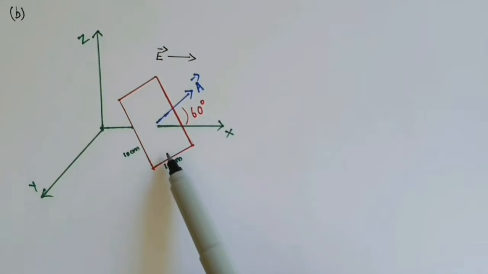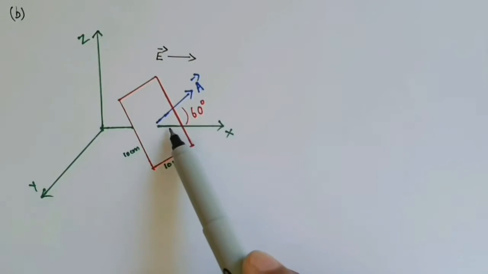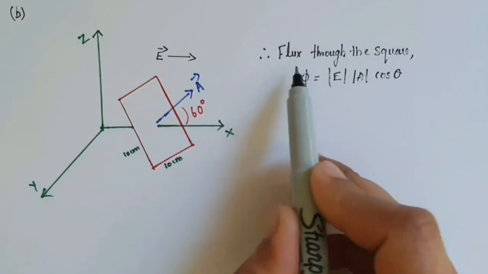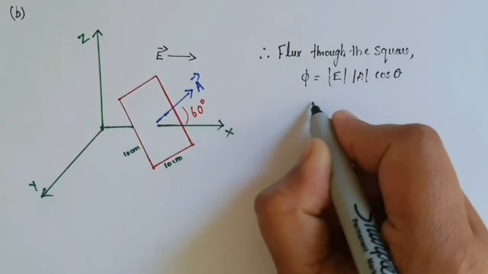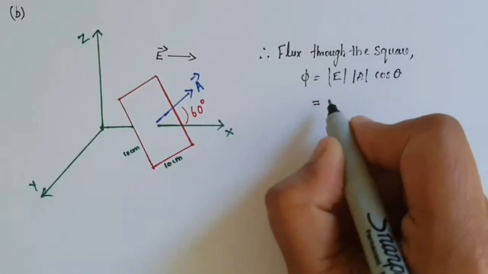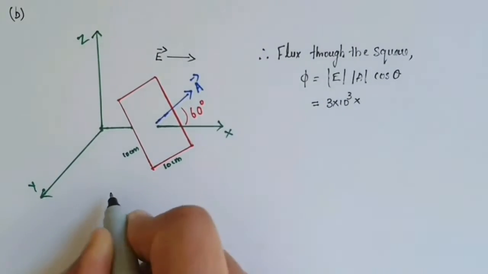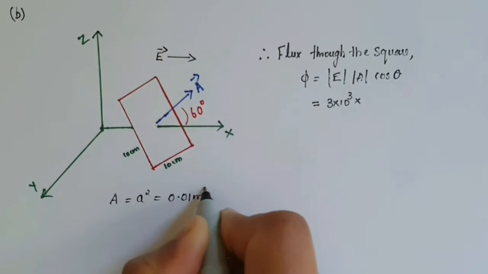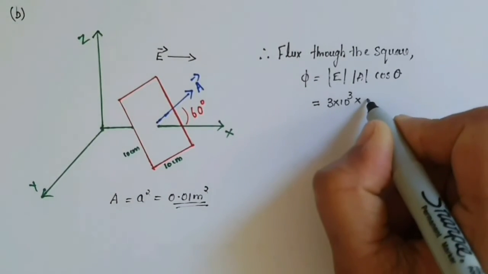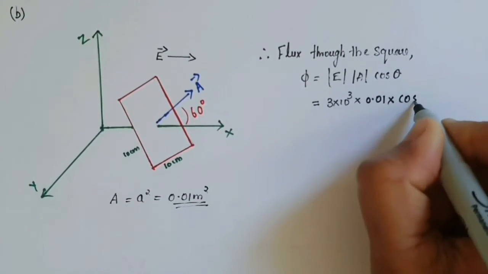Here the plane is inclined so that the area vector, which is normal to the surface, is making an angle 60 degree with the x-axis. Therefore, flux through the square phi is equal to EA cos theta. Now substitute the values. E is 3 into 10 raised to 3, into area. Area of the square is a square, that is 0.01 meter square. So this is 0.01 meter square into cos.